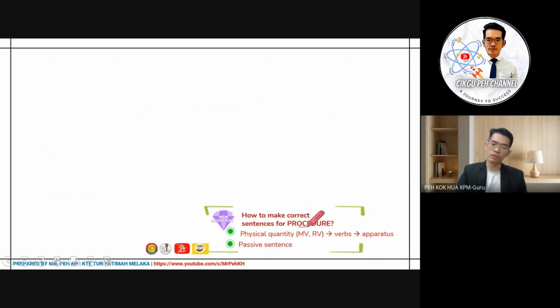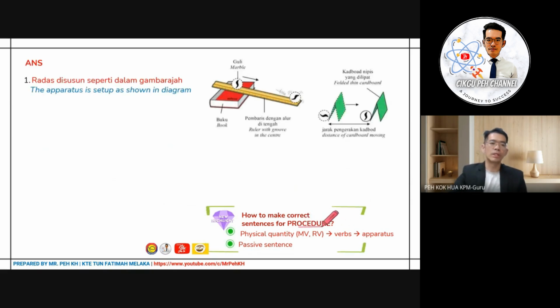Okay, so the tips for the procedure here. The sentence you make must involve the physical quantity. So normally there will be the MV and RV going to be measured in the experiment, followed by verbs and apparatus for your sentence. And the sentences you write should be in passive voice. Okay, so the first sentence normally will be together with the arrangement of the apparatus. Okay, so you can give the sentence like this: the apparatus is set up as shown in the diagram.